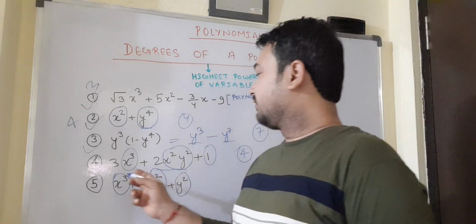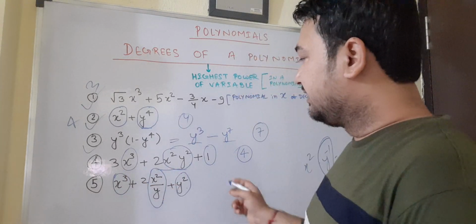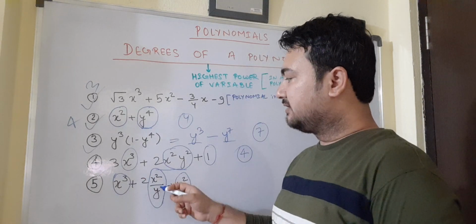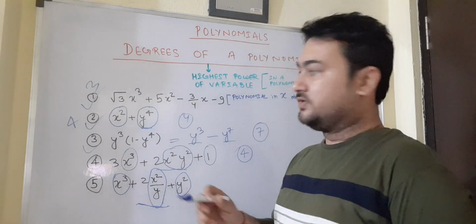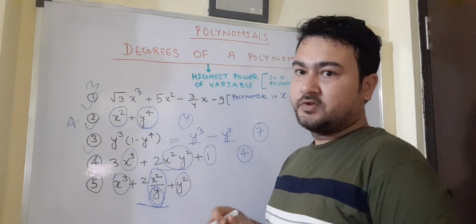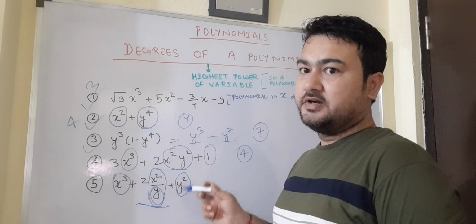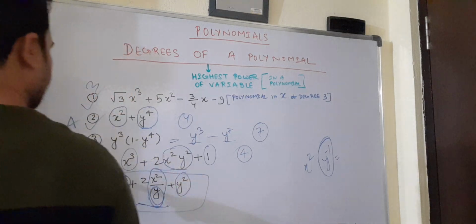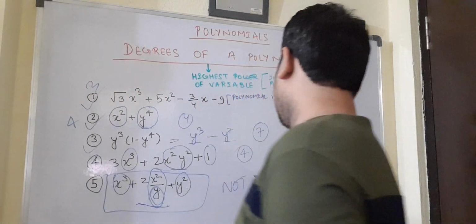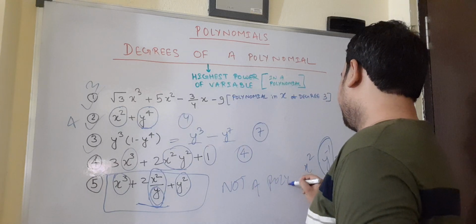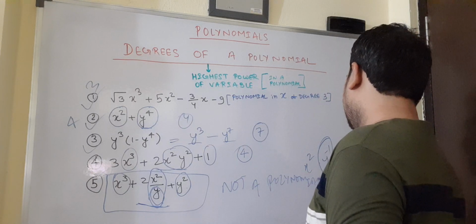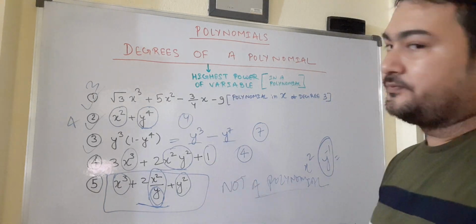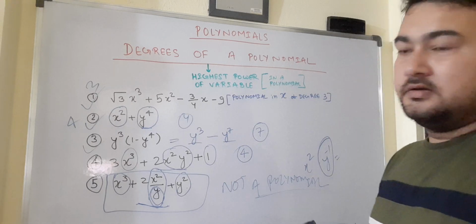So this algebraic expression has a term which has a variable y, whose power is a negative integer. So this whole algebraic expression is not even a polynomial. This is not a polynomial. As it is not a polynomial, we cannot find degrees of polynomial for this. Hope it is clear to you.